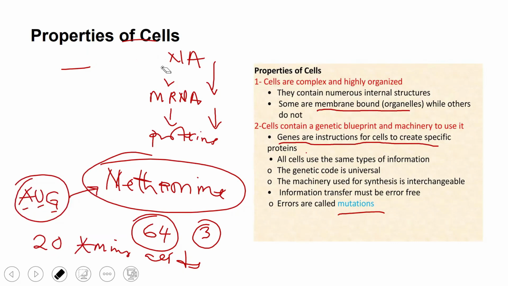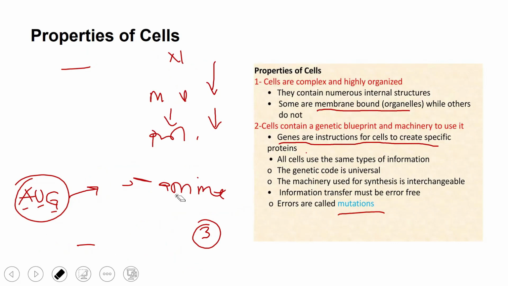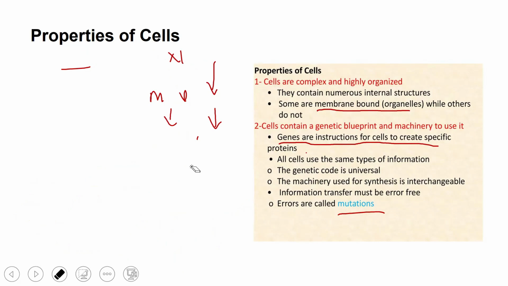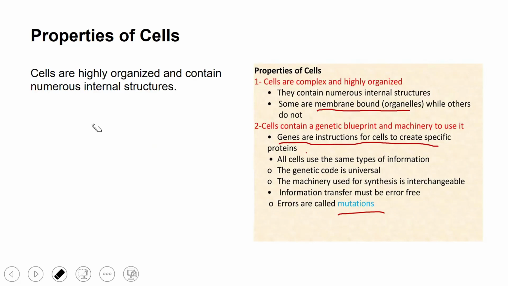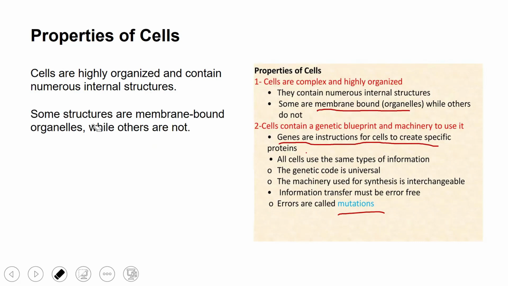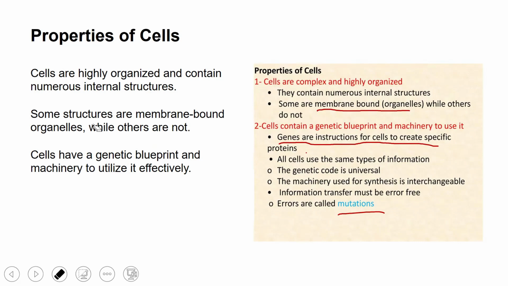So, ladies and gentlemen, these are two basically important properties of the cell. Number one, cells are complex and highly organized. And number two, cells contain a genetic blueprint and machinery to use it. So, as we say, cells are highly organized and contain numerous internal structures, and some of these internal structures are membrane-bound organelles, while others are not. Cells have a genetic blueprint and machinery to utilize it effectively in transferring information from DNA to RNA, and then from RNA to proteins.